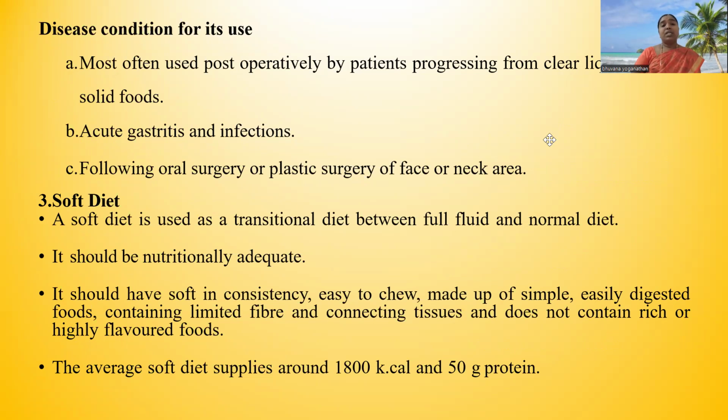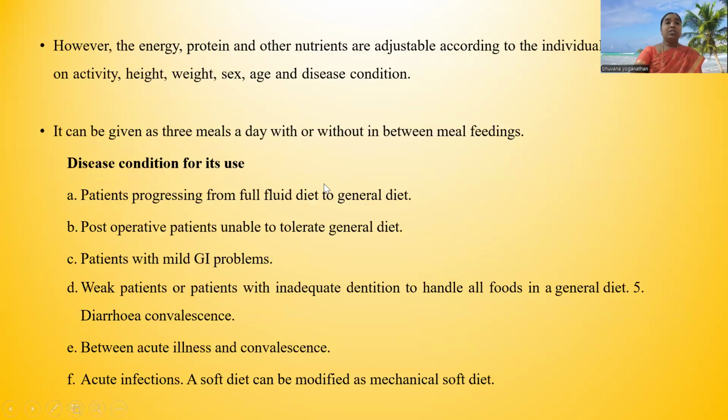The average soft diet supplies 1,800 calories and 50 grams of protein. However, the protein and other nutrients are adjustable according to the needs, the activity, height, weight, sex, age, and disease condition. It can be given as a clean meal with or without tube feeding.